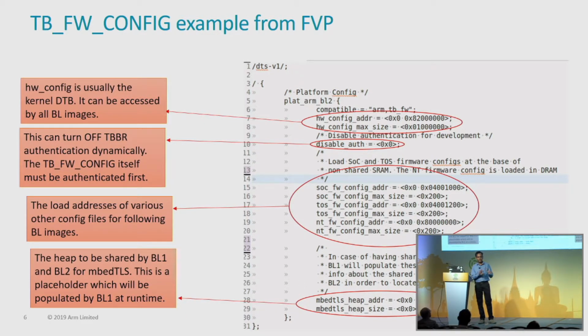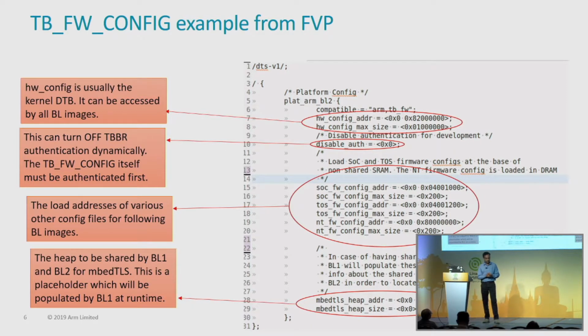Then you have a property describing the authentication, disable authentication. So this authentication is a feature that is there when you enable trusted board boot. So now you have a property saying whether you want to enable it or disable it. I'll describe that in a slide later on. Then you have a couple of properties mentioning where the other config files are to be loaded.